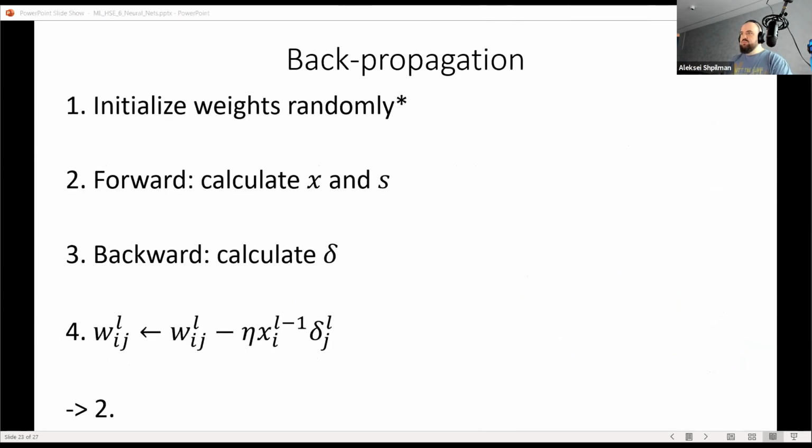So the backpropagation algorithm goes as follows: initialize the weights randomly. Then we do a forward step, where we calculate all the X's and S's in the layers of our neural network. Then we do a backward step, where we calculate all the deltas. And then the gradient descent step for every weight is just a gradient descent step, because this is just our derivative of the loss function.